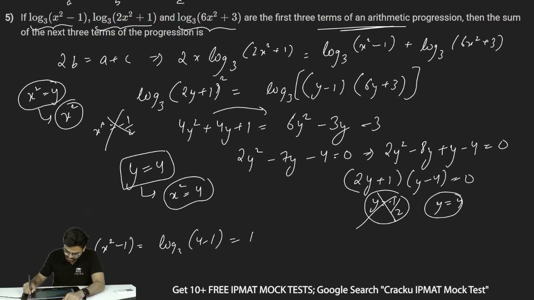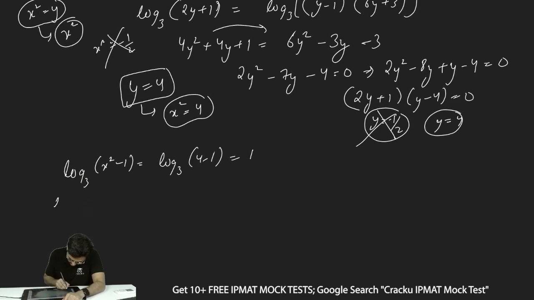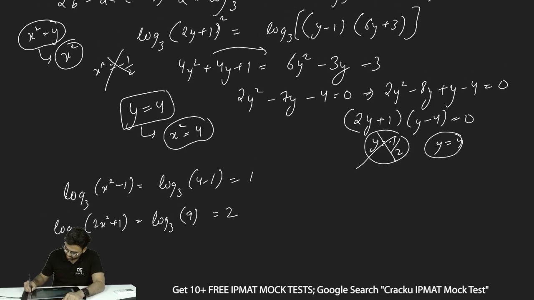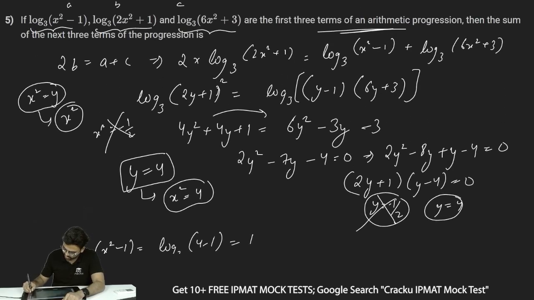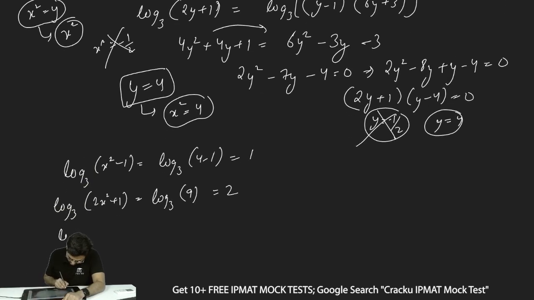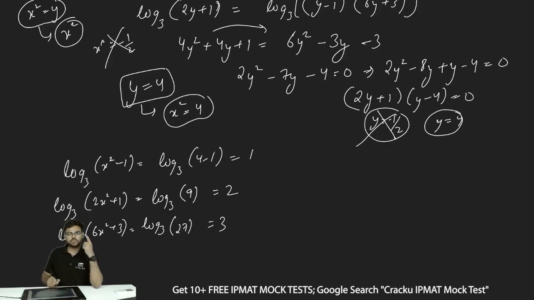Next term was log base 3 of 2x square plus 1. This is equal to log base 3 of 8 plus 1, which is 9, so this was 2. Then the third term was log base 3 of 6x square plus 3. So this was log base 3 of 6 into 4, which is 24, plus 3, which is 27. So this is 3. So my first three terms are 1, 2, 3.